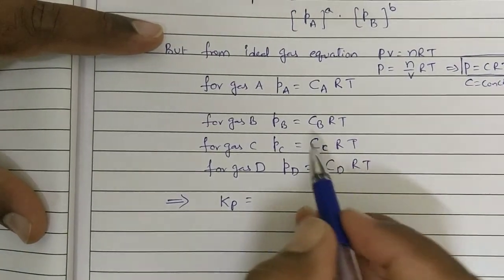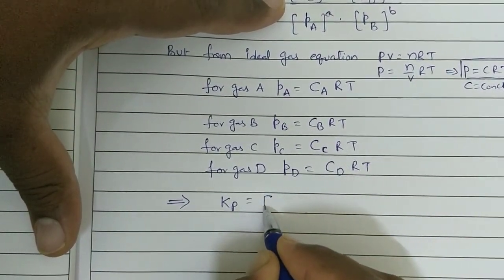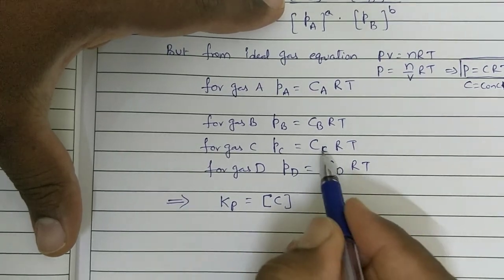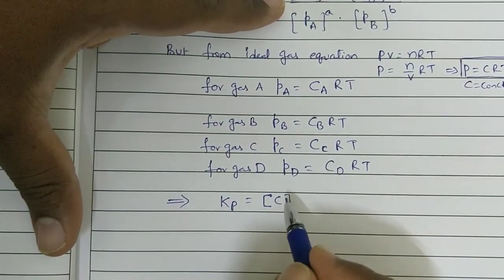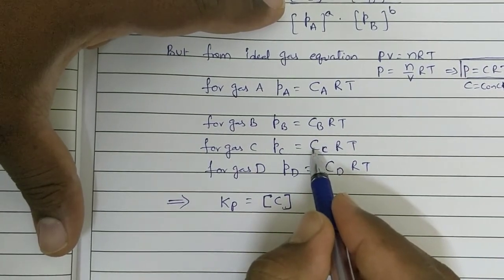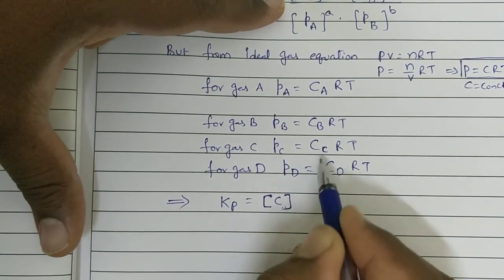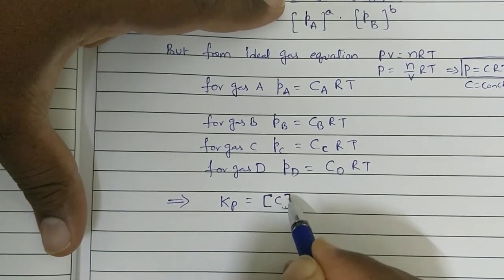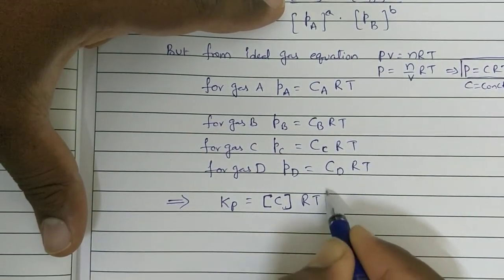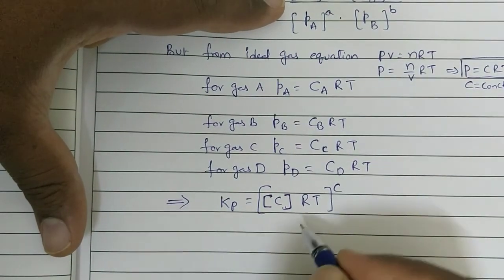Kp is equal to partial pressure of C, which means concentration of C. I am writing this concentration of C in square brackets. Here C is nothing but concentration only. This is the concentration of C, into RT raised to the power of c.